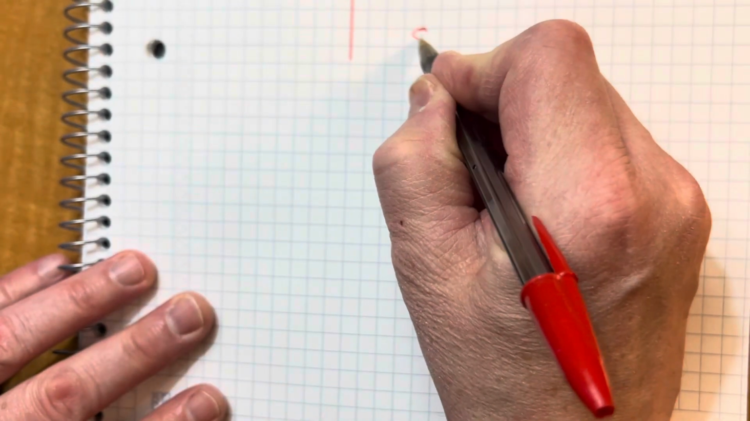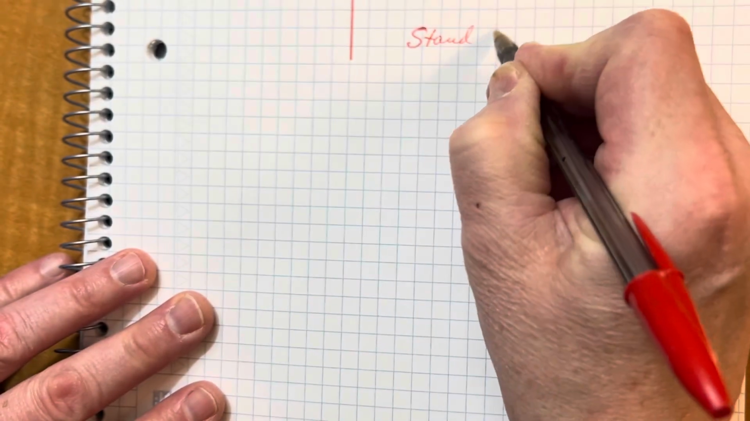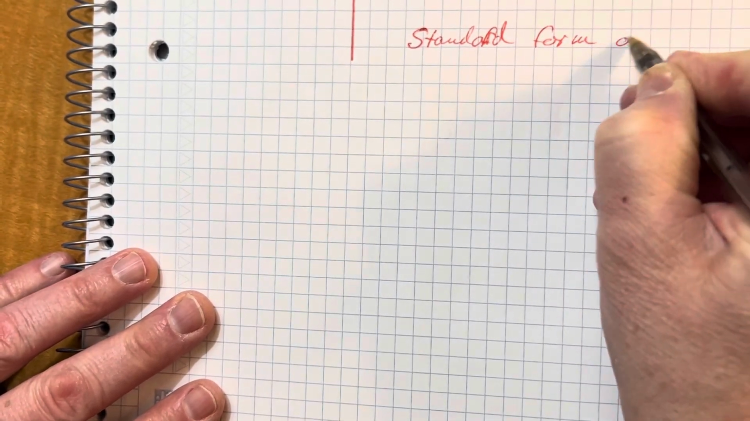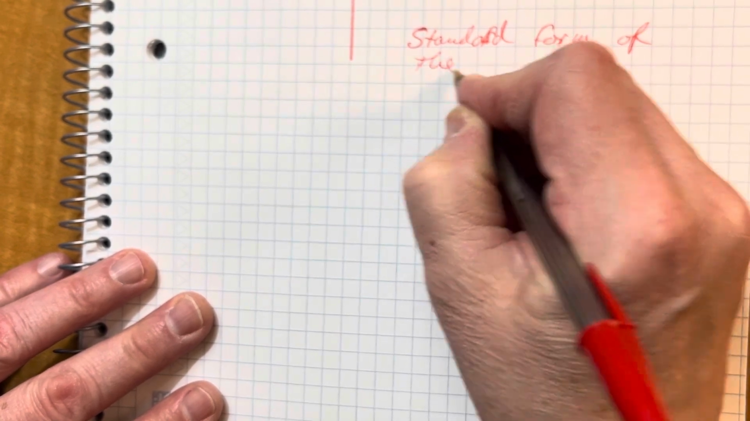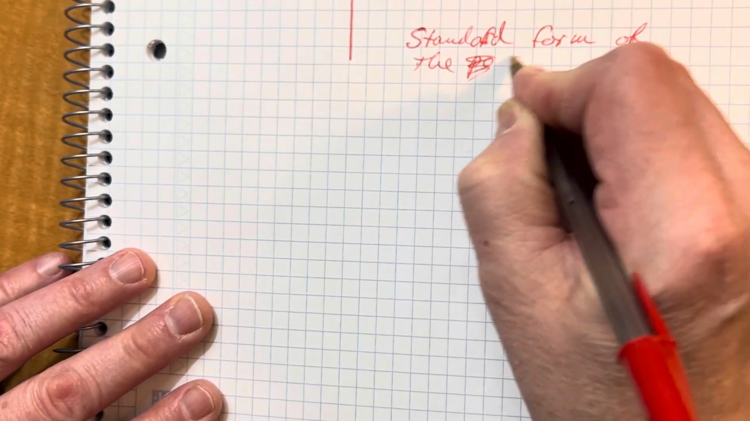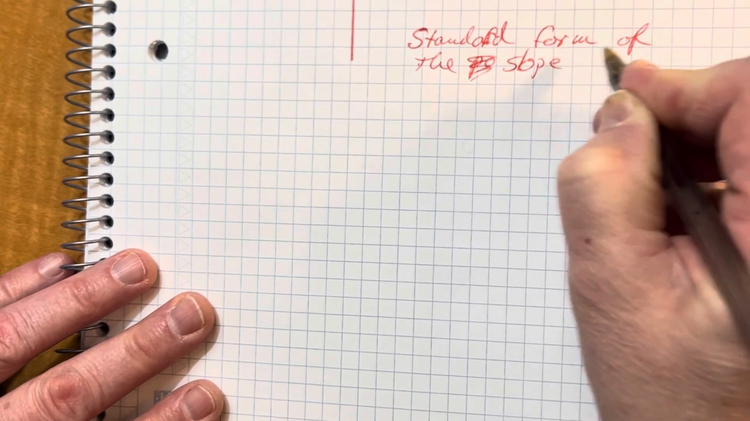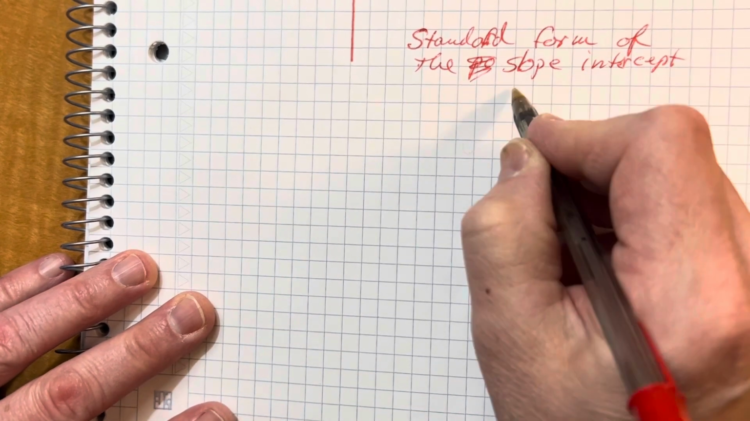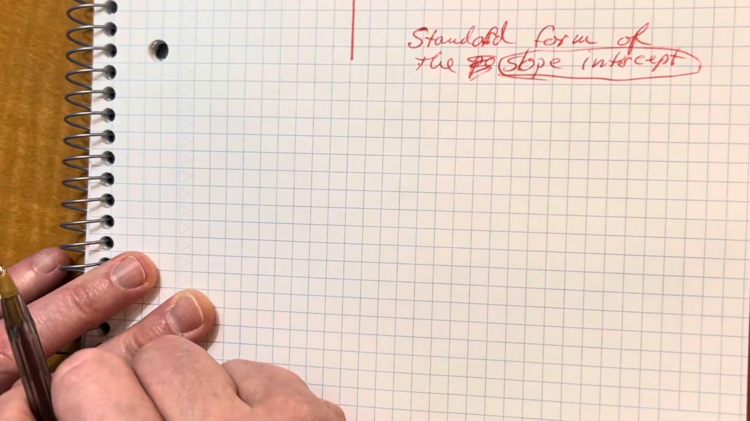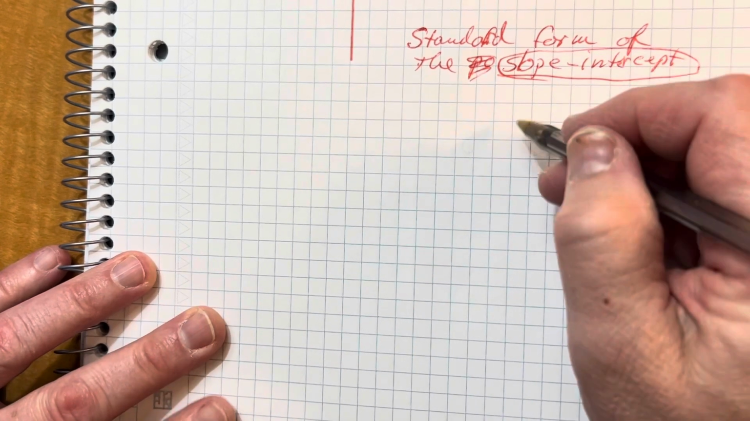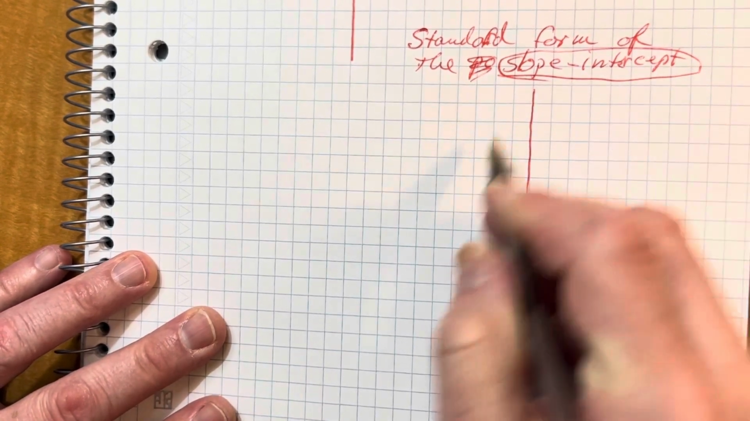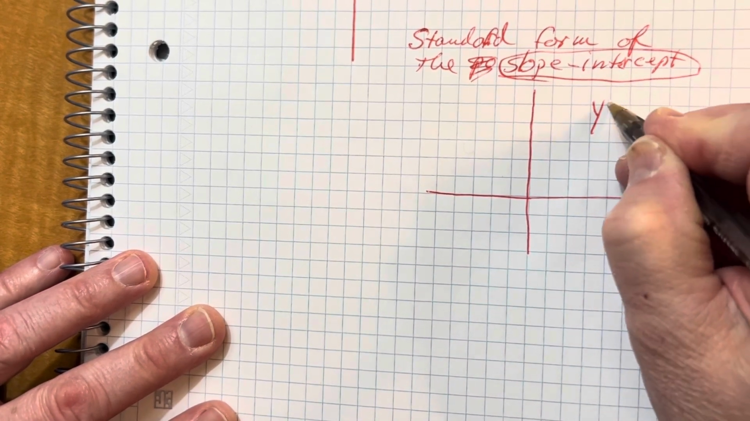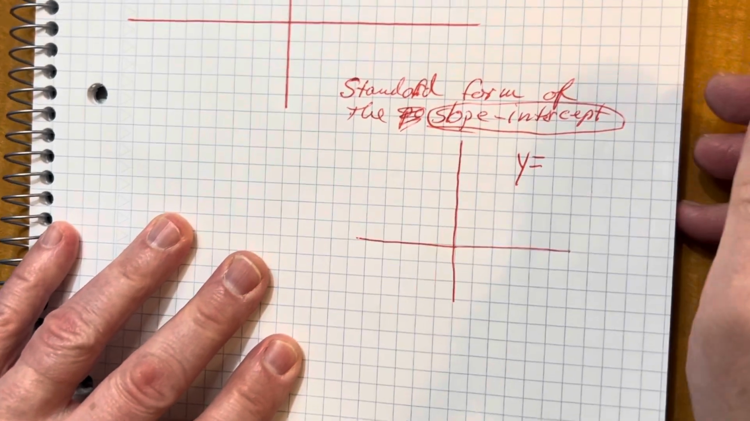The standard form of the slope intercept form of a line. We're talking about slope intercept form of a line. Slope intercept. That means for any given value, when I have an equation, I have a slope. You may want to make some copies of this, okay?